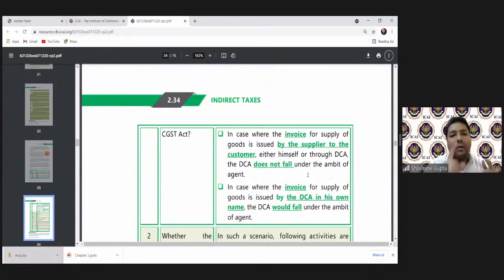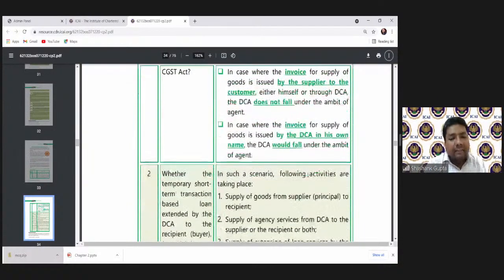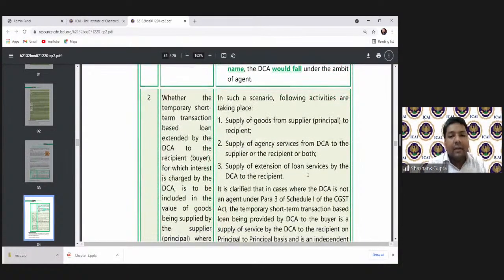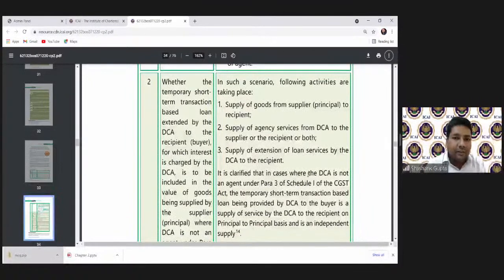So basically, where the supply of goods is directly happening from the supplier to the buyer, in such case, the DCA will not be covered in the agent category. However, where the invoice is being issued by the agent, so the buyer does not know about the principal, the buyer only knows the del credere agent. In such case, DCA will be covered under Schedule 1, and any supplies between principal and agent will be liable to tax even if without consideration.